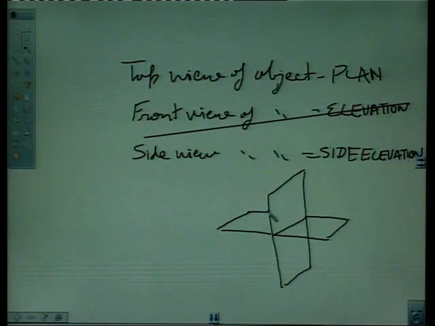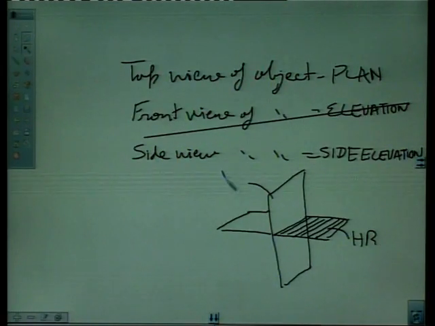This is quadrant number 1, this is 2, this is 3, and this is 4, and this plane is horizontal plane, and this here is vertical plane or VP. This is horizontal plane and this is vertical plane. So let's start projection of lines.